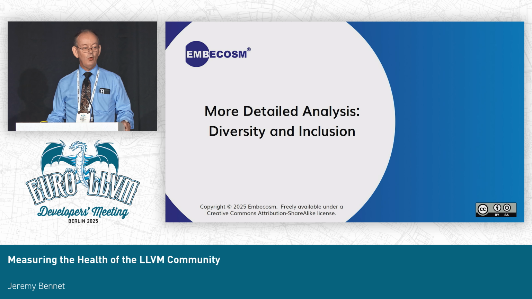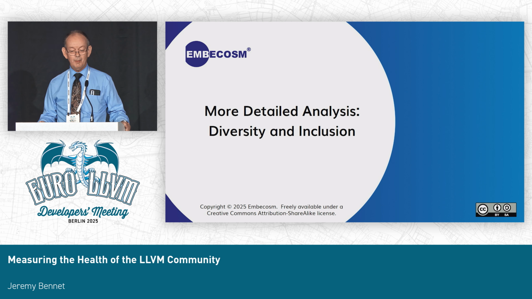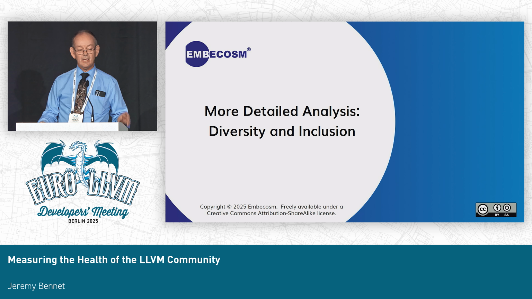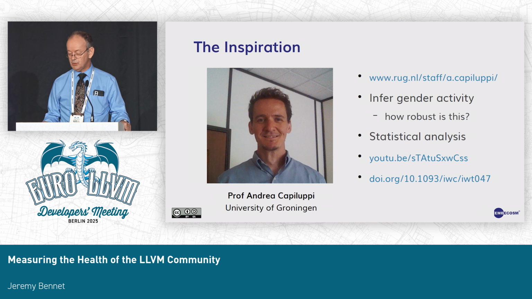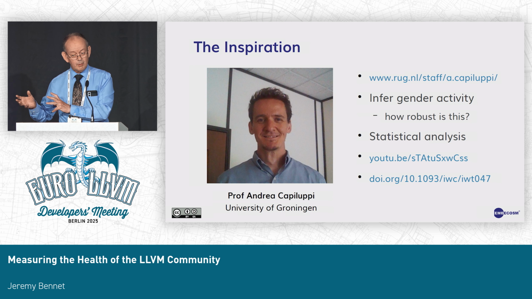Here's the last bit. I'm not going to go into detail here. There's not enough time. But how do we start to get to more than that? How do we look at diversity and inclusion? And I'm going to introduce you to someone else's work. This is Andrea Capiluppi. He's now at the University of Groningen. I met him first when he was at Brunel University. There's his links. And he asked the question, how well do communities look after different genders? And he used things like looking at names to infer gender, and looking at people's Git pictures to infer it.